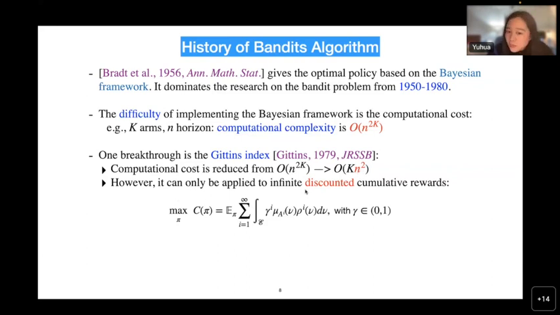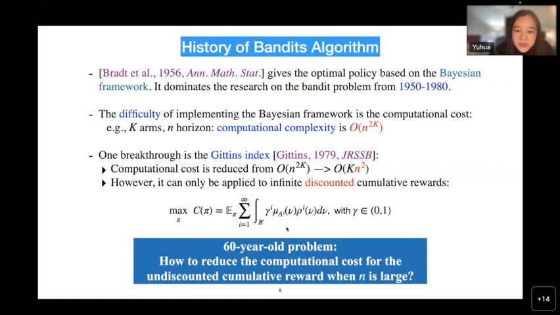Second, it can only apply to discounted cumulative reward. That is, you discount the future reward by gamma to the i-th power, where gamma is a constant strictly less than 1. This discounted problem is actually easier than the undiscounted problem. So it's actually a 60-year-old problem: how to reduce the computational cost for this undiscounted cumulative reward when the horizon n is large.